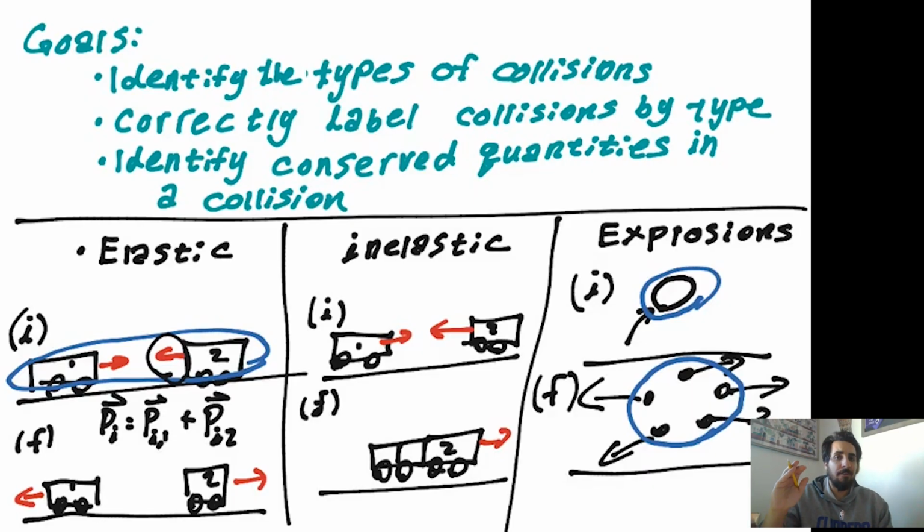And then once you have that collision that occurs, the conserved quantities, well, for each of these, momentum will be conserved, meaning your final momentum and your initial momentum have the same value. But special for elastic collisions, we have that kinetic energy is also conserved. That kinetic energy initially is equal to kinetic energy final. So those are your conserved quantities.